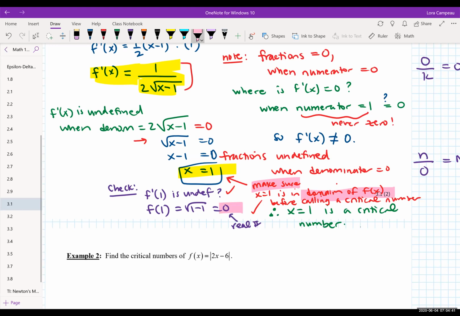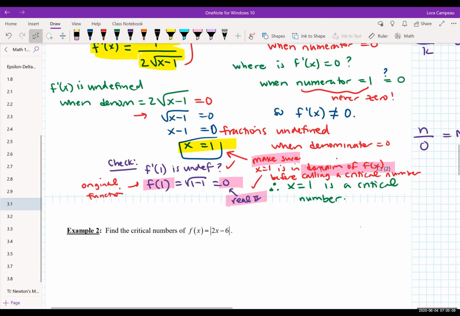Basically, when you plug it into the original function, because that's who we're starting off with, when you plug it in, do you get a real number back? And if you do, then you are set to call it a critical number. Perhaps I'm just a bit too wordy today, but I want to make sure there's a subtlety that a lot of us miss. So that's why I lecture on it.